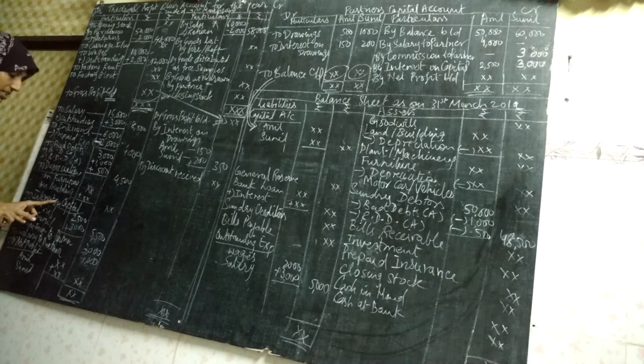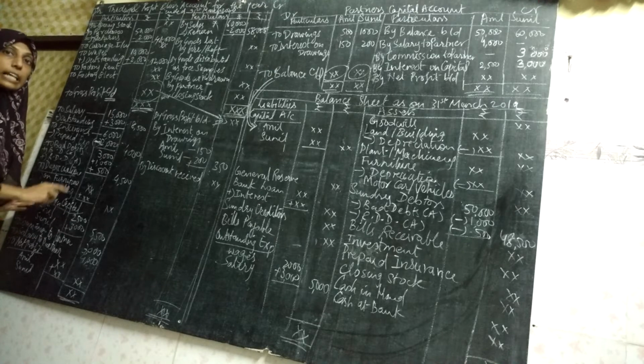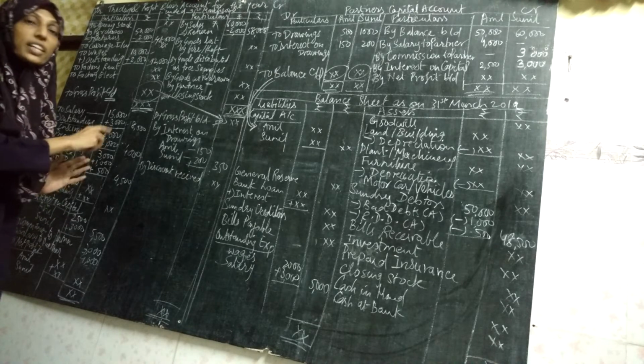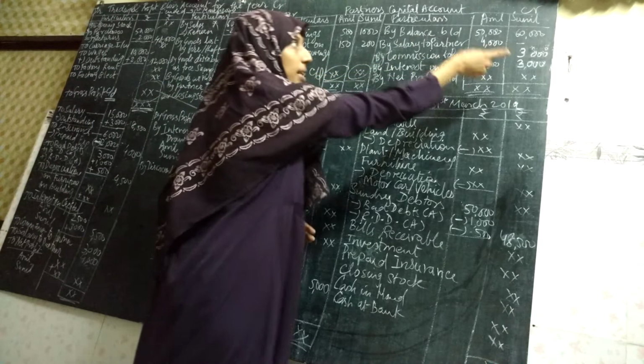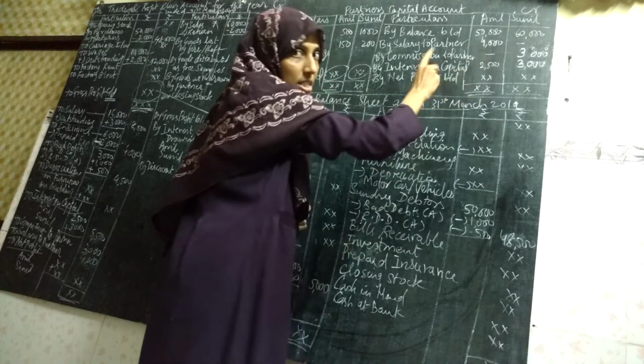So interest on capital is written: Anil rupees 2,500, Sunil rupees 3,000 on the debit side. This is the debit effect, and you have to give the credit effect. So on the partners capital account credit side, Anil's column 2,500, Sunil's column 3,000 is shown.